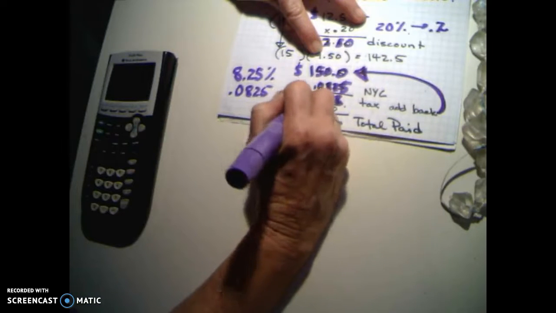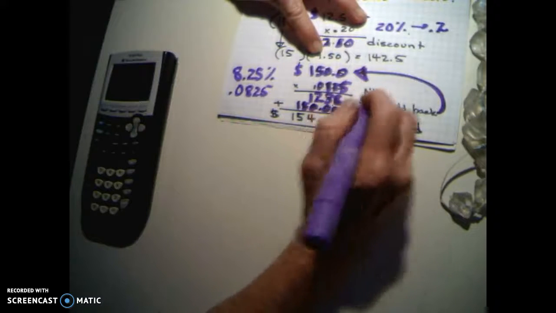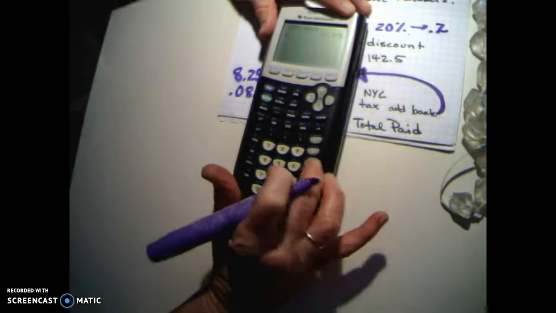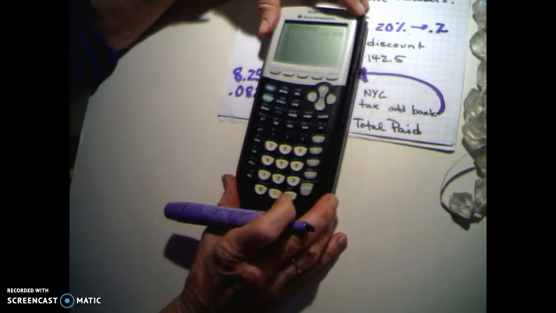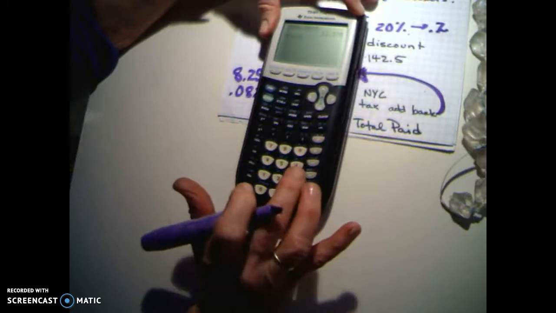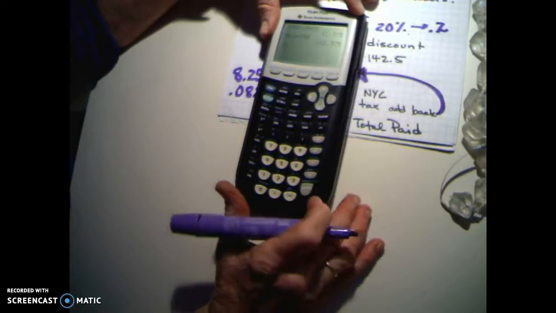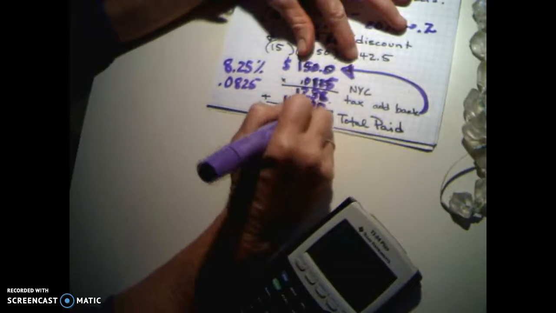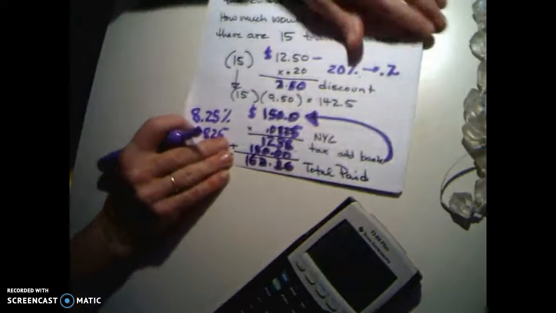So I add 150 and 12.38, and if you don't trust yourself, use the plus on your calculator. You'll have plenty of time to do this tomorrow, so please use your calculator whenever you get the chance. So the tax plus the 150 for the goggles gives me $162.38. And that's it.